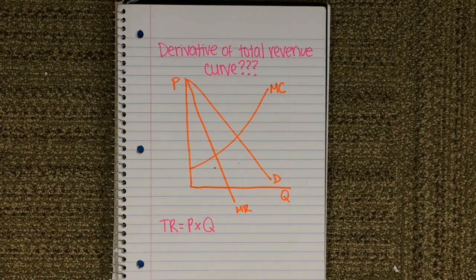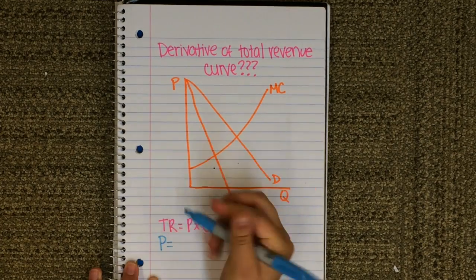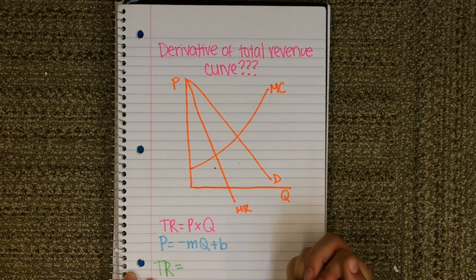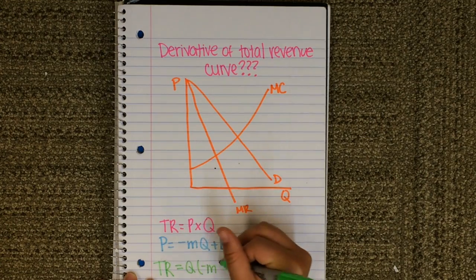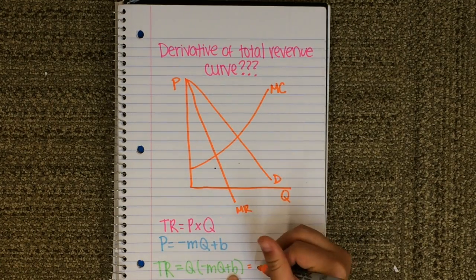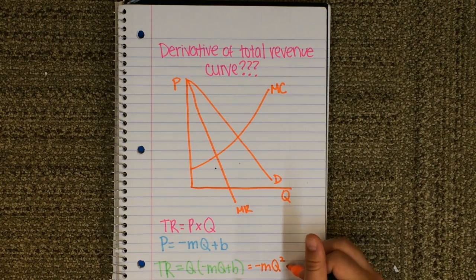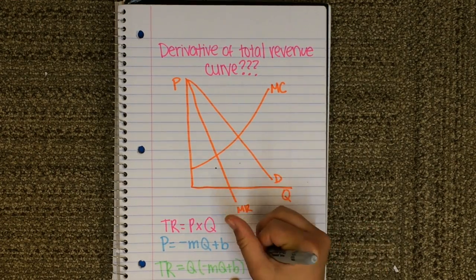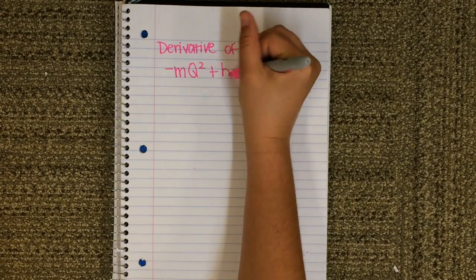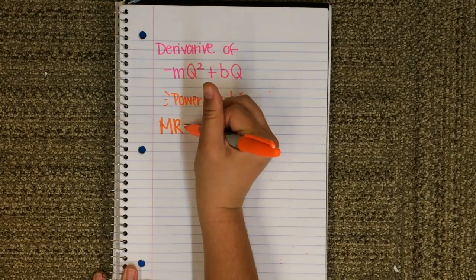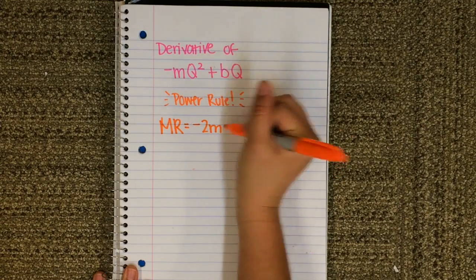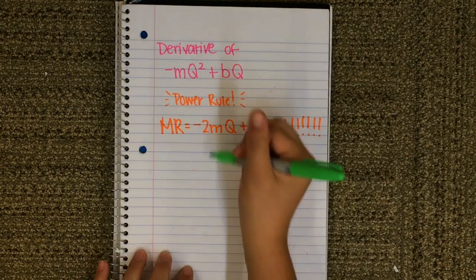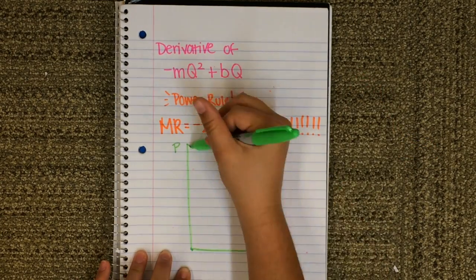But we know price can be a function of quantity that looks something like P equals negative MQ plus B. So total revenue is PQ equals Q times negative MQ plus B, which is just negative MQ squared plus BQ. That's what total revenue is. So what's the derivative of that? Well, using our handy power rule, we can find out that the marginal revenue is just going to be negative 2MQ plus B.